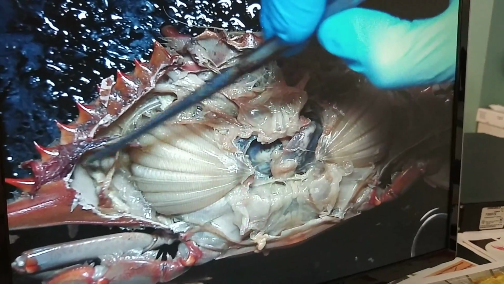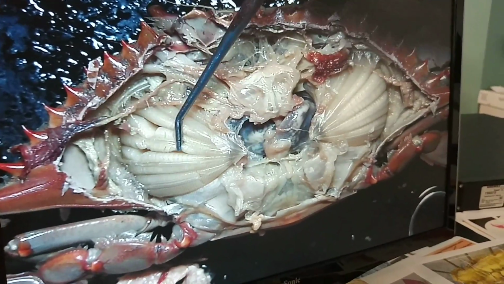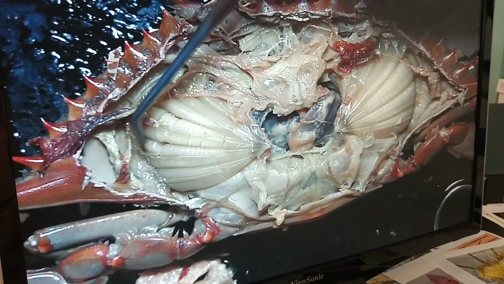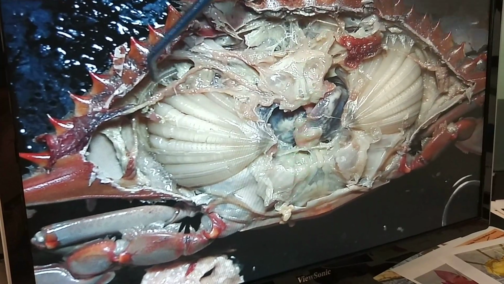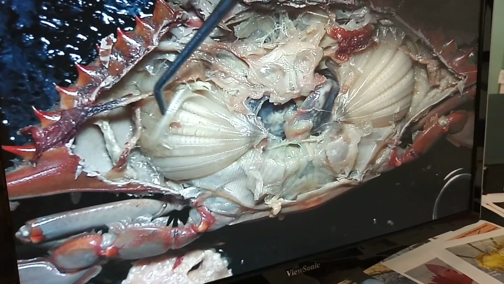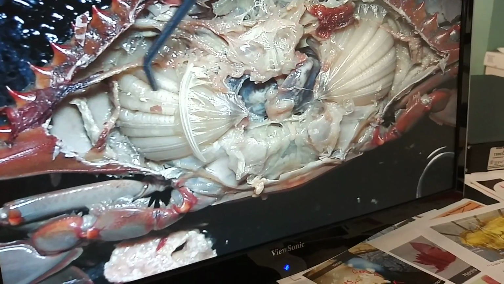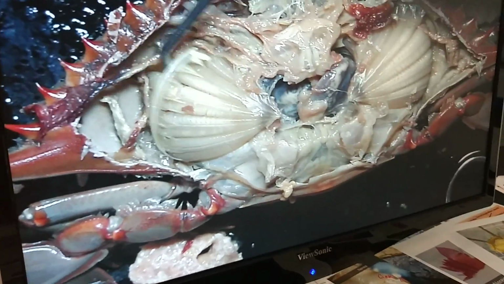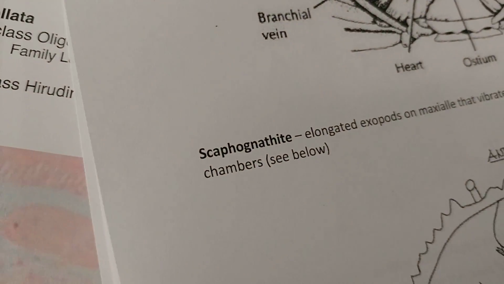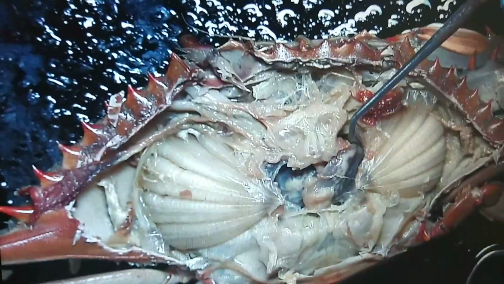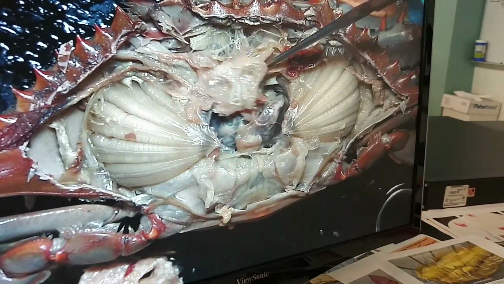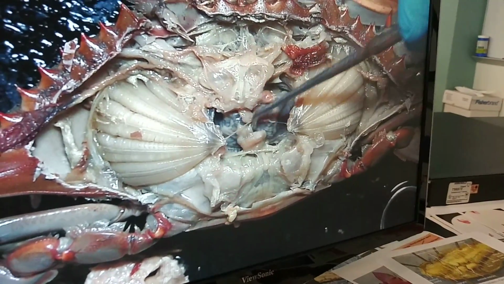Right. So what are these? Gills. Okay, what vessel lines each, or is in the center of each gill? Branchial vein. Okay, and what is the structure that cleans them? Scaphognathite. Okay. I was just about to ask how to spell that. So that's the raker-like part that just came down.